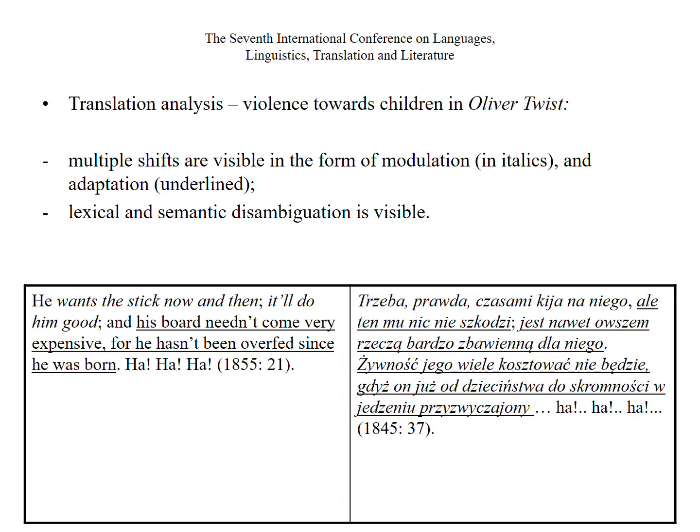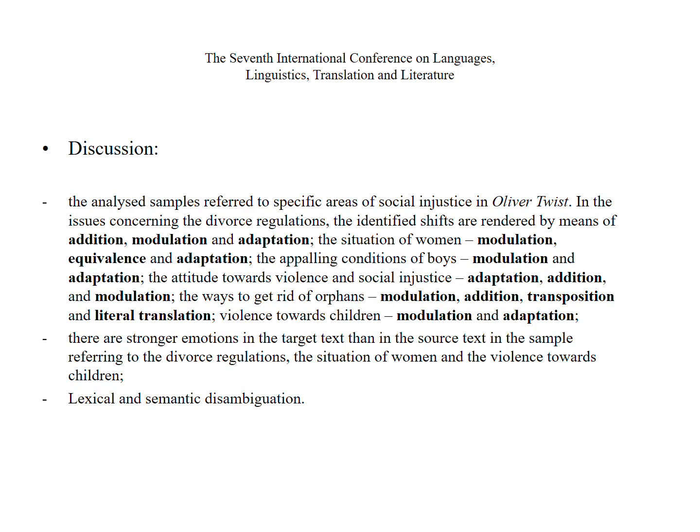The final sample refers to violence towards children in Oliver Twist. The dominant shifts are modulation and adaptation. This is typically a paraphrase in terms of the translation procedure. In those samples there were multiple shifts used. Those shifts were mainly addition, modulation, adaptation, equivalence, transposition and literal translation. In the samples where addition appeared, the impact of the target text in terms of emotions was stronger compared with the original.